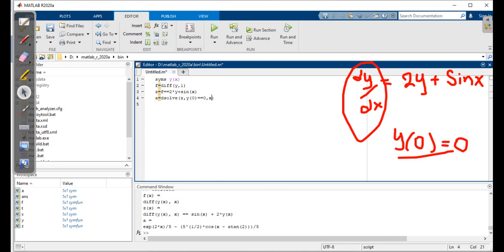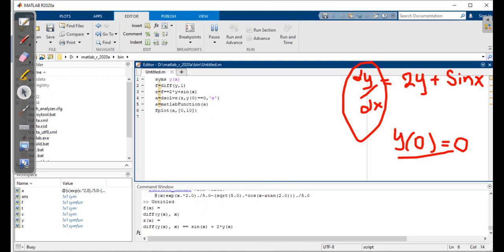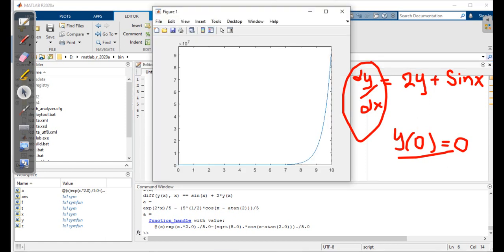With respect to x, a is equal to matlabFunction. So the matlabFunction of a. So let's see, and now fplot a and the interval. Okay, so now let's see. This is the plot. Here we plot the function.